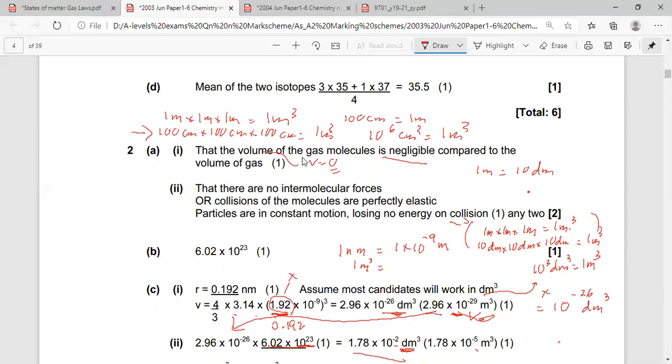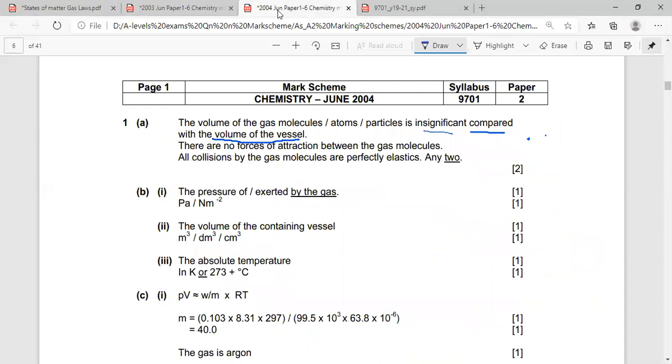Second one, there are no intermolecular forces between them. No van der Waals forces, no hydrogen bonds. It means they are free from all interactions. No intermolecular forces. Or the collisions are perfectly elastic. The particles are in constant motion. No energy is lost. And the other one is about the same, 2 marks. No forces of attraction between the gas molecules. All collisions are perfectly elastic. So learn 3.